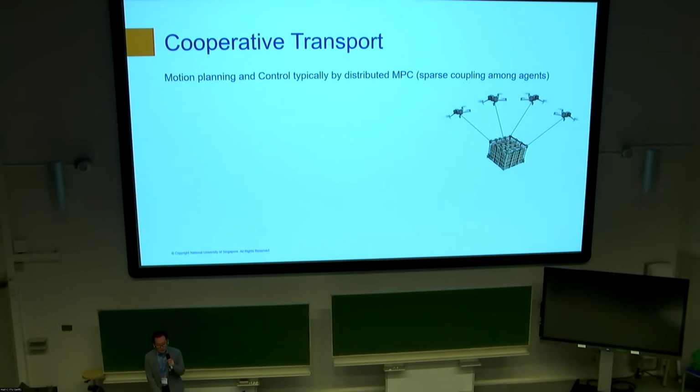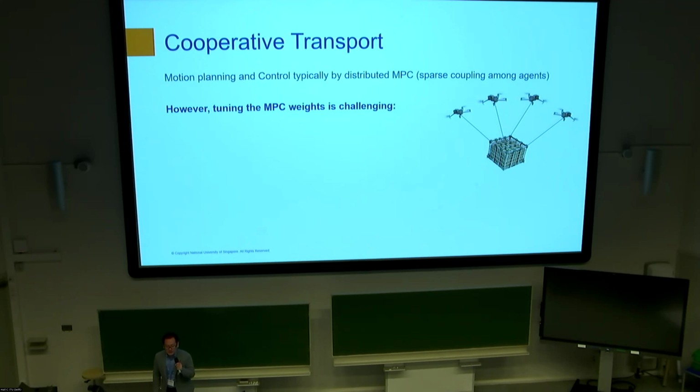Lastly, we move from a single quadrotor to multiple quadrotors. We consider the cooperative transport problem. Typically, these problems, the motion planning and control, are solved by distributed MPC, given that the quadrotors are sparsely coupled, because the only coupling is between the drones and the load, not between the drones. So this is the sparse coupling.